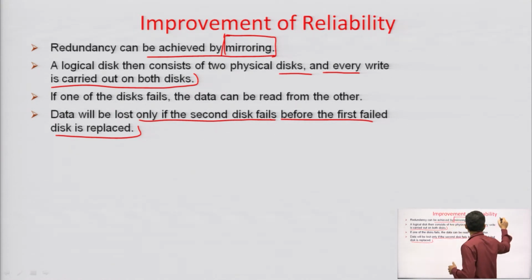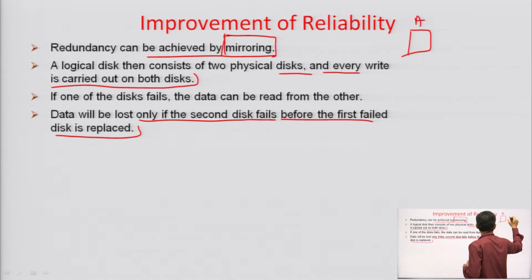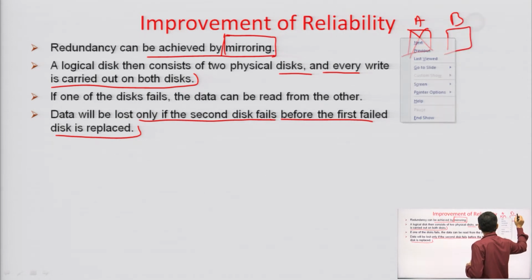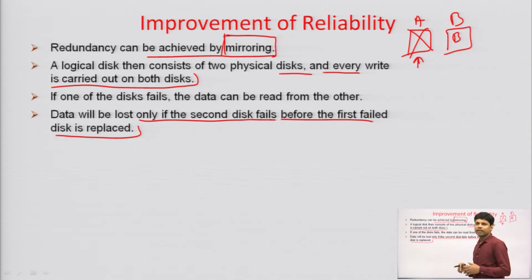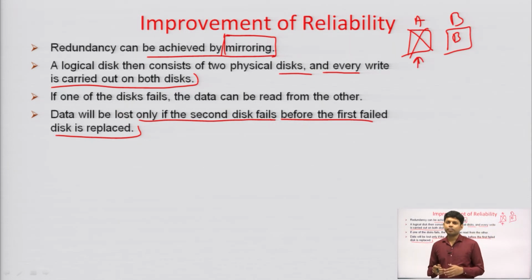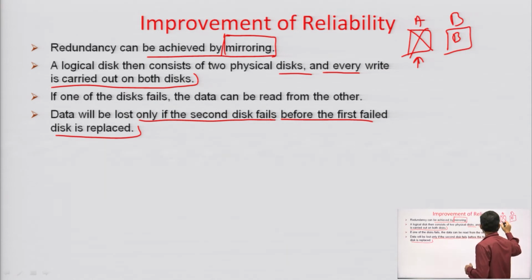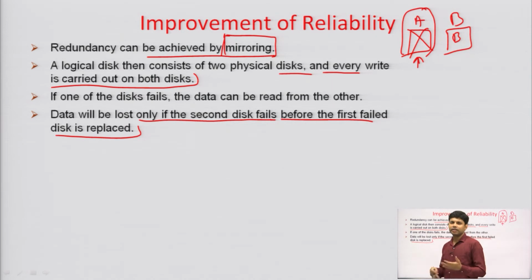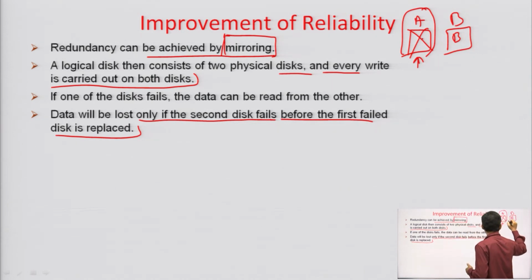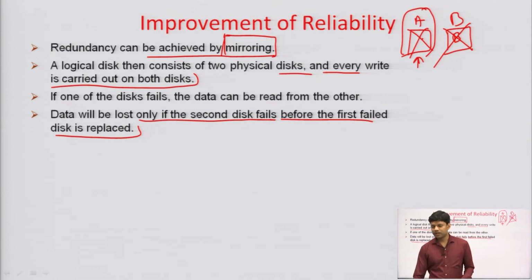Suppose I am using this hard disk A and this hard disk B. If A has failed, B is having the copy. So, using this B, if you can recover this A, then no data loss will happen. But suppose that before rebuilding this hard disk A, this B also fails, then only the data loss will happen, otherwise both will be rebuilt.